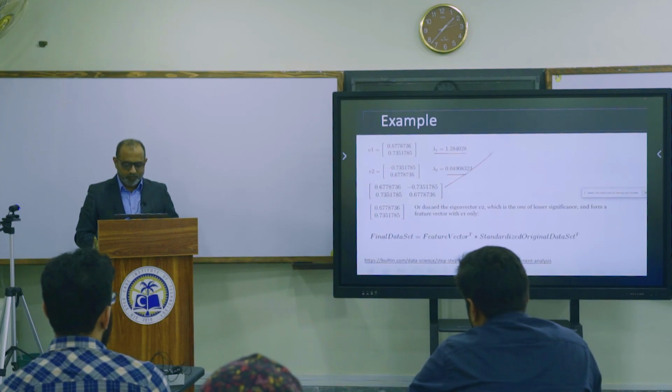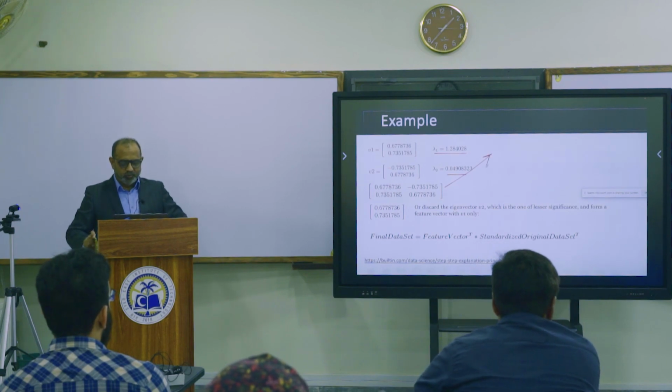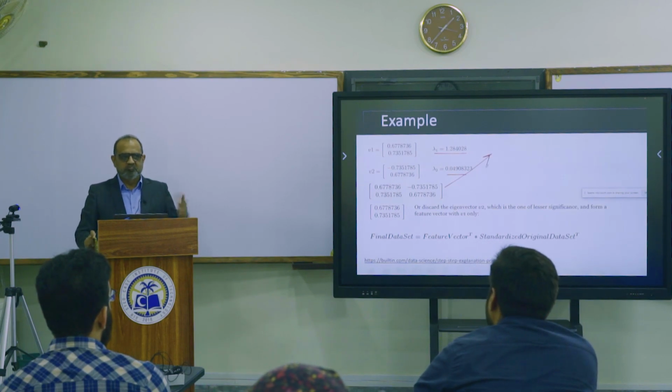What does it tell you? 0.0490832. I should just throw this away because it's not really adding any value to me. This is important. So I am going to keep only lambda 1, this vector, whose direction is 0.6778 and 0.735. It is in this direction. So it is not that a feature is redundant, but there seems to be a strong linear relationship between the two features.